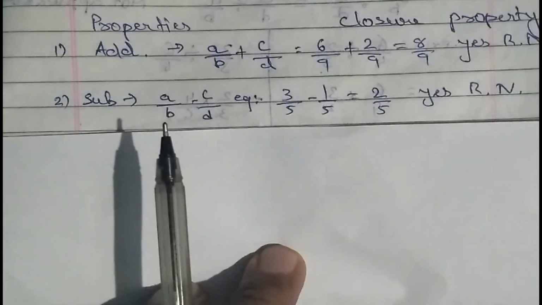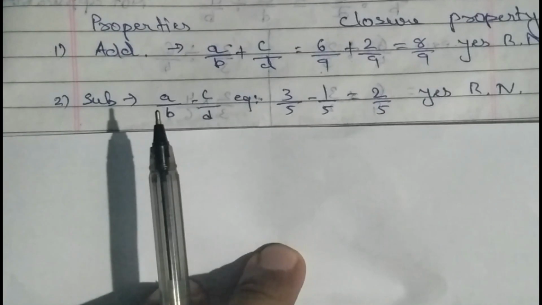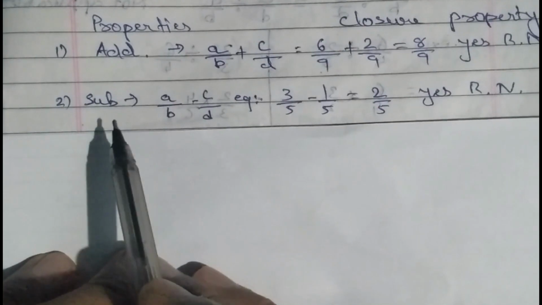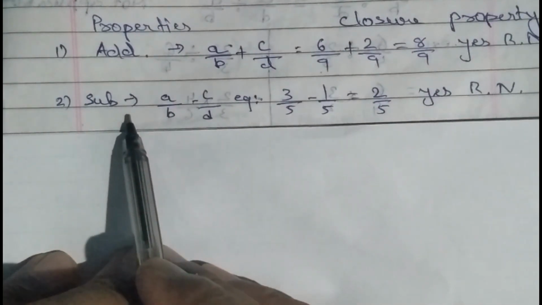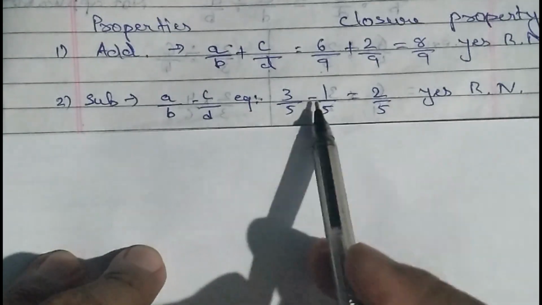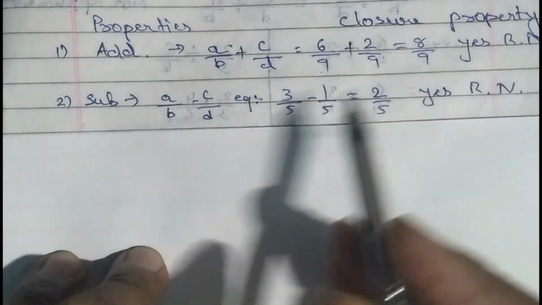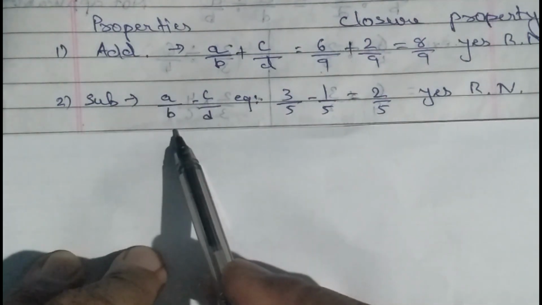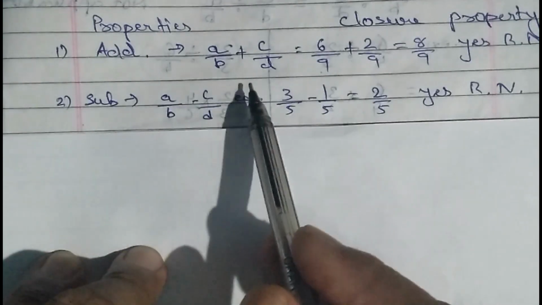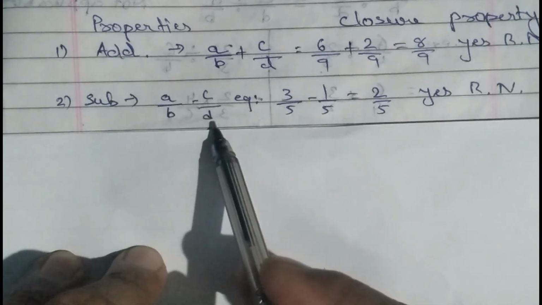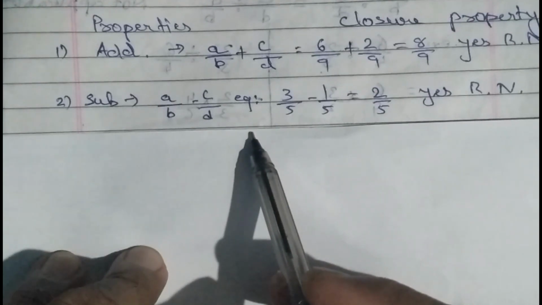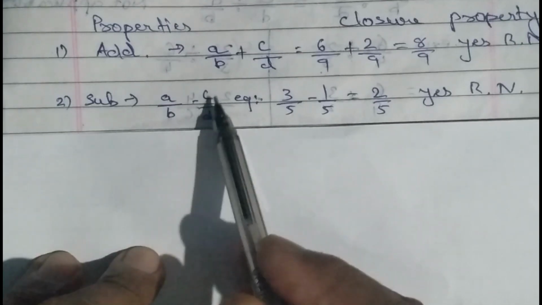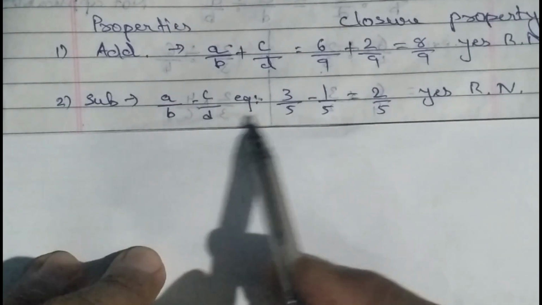So my dear friends, let's begin with the second binary operation of closure property, subtraction. The difference between any two rational numbers is always a rational number. If we say A upon B and C upon D are two rational numbers, then we can say A upon B minus C upon D is also a rational number.